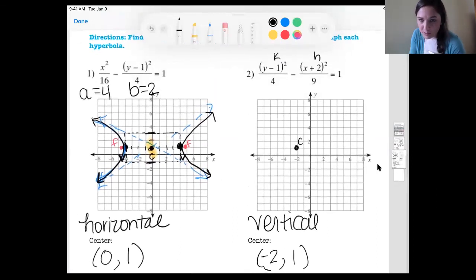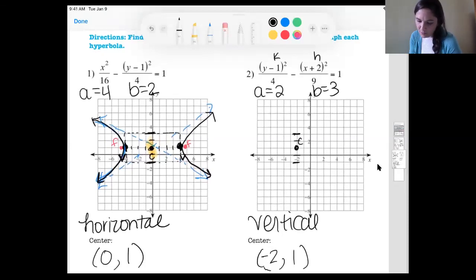Then I need to find my A and my B. So remember, A is always associated with the first part of the equation. So A is going to go along with y. It's going to go in the vertical direction. So A is 2. I took the square root of 4 to get that. B is 3 by taking the square root of 9. So I'm going to move up and down 2 units.